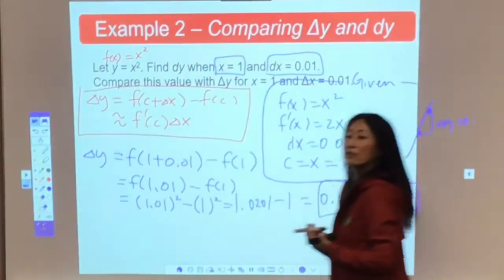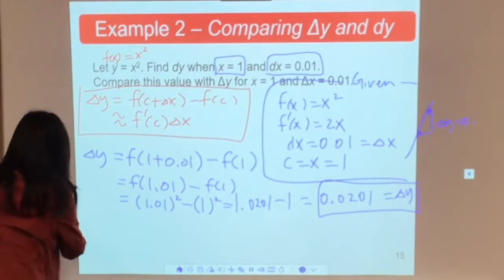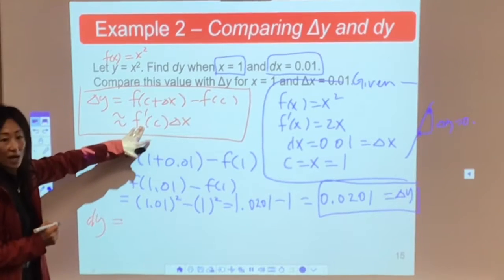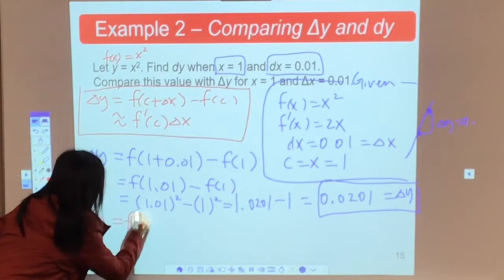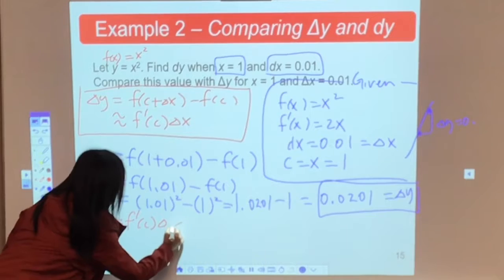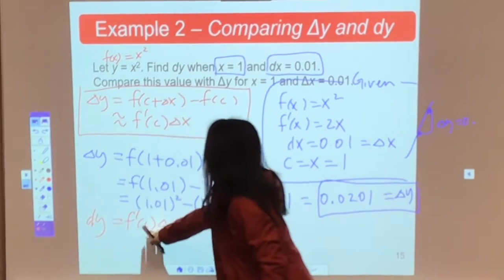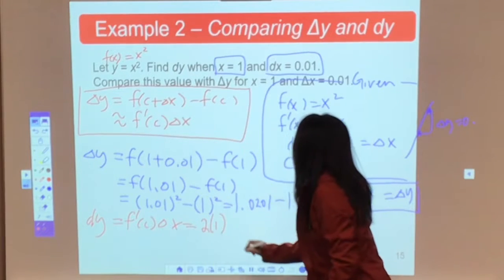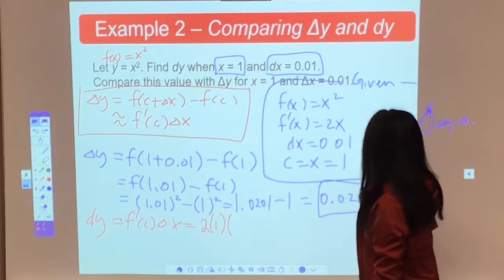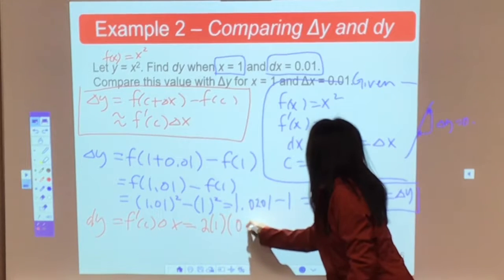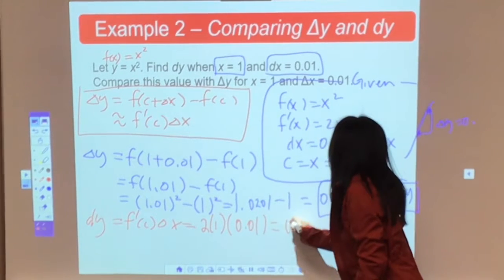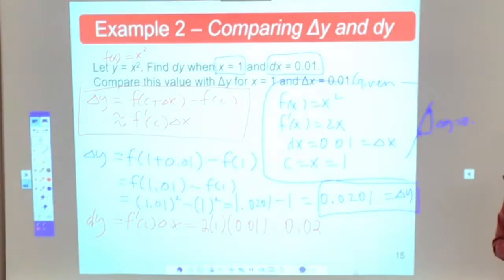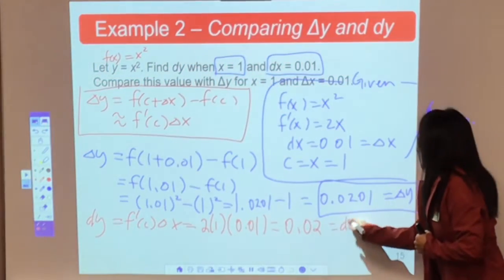Now I need to do the other, the differential y. So differential y is equal to f prime of c times delta x. So what's my f prime? 2 times 1 times 0.01. This is the same as 0.02. That's my differential y.